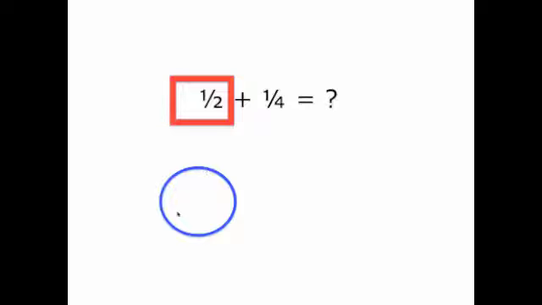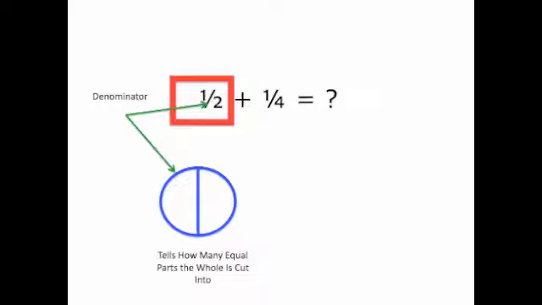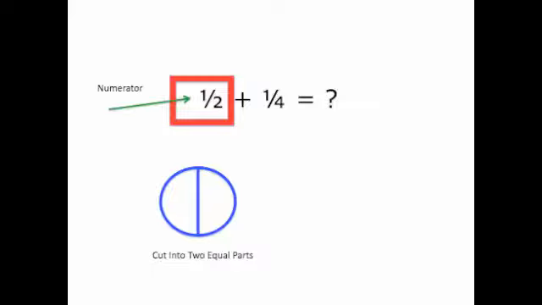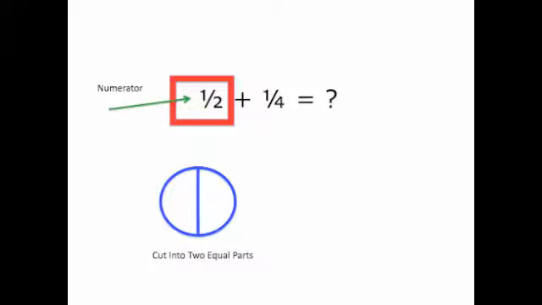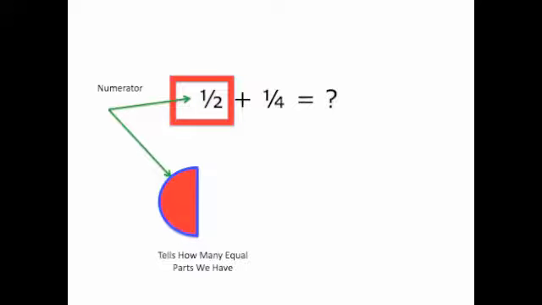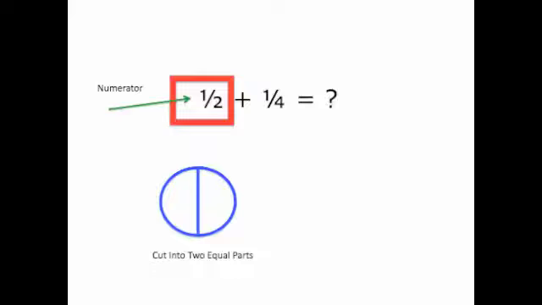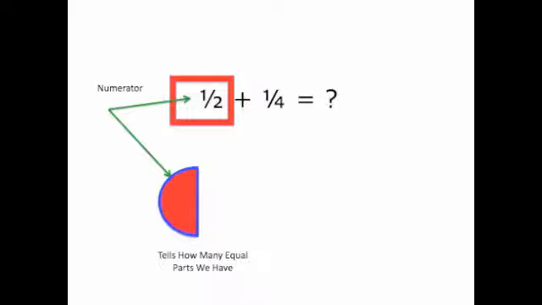What I have done here is develop a circle to represent a whole unit of 1. The bottom number of a fraction is called the denominator, and the denominator tells us how many equal parts the whole is cut into. The numerator is the top number. Remember, the bottom number tells us it's cut into 2 pieces. The numerator tells us how many equal pieces we have. If it's cut into 2 pieces, then the numerator tells us that we have 1 of those.